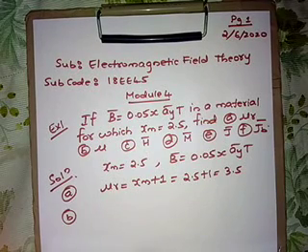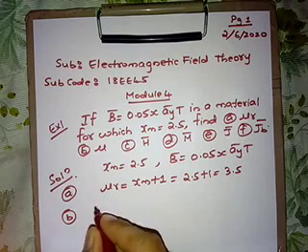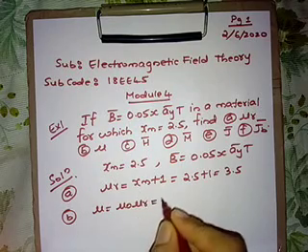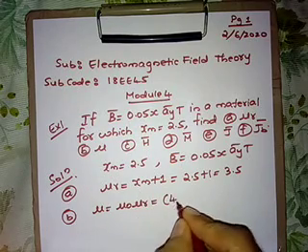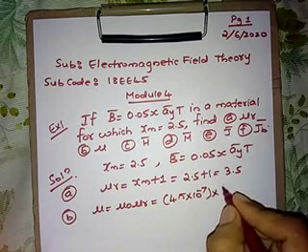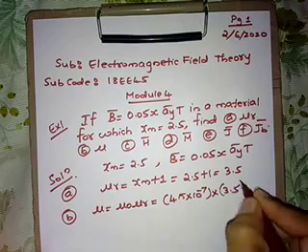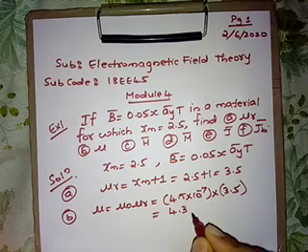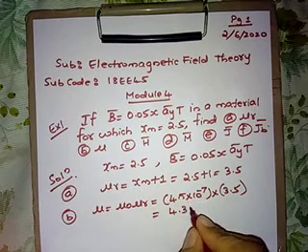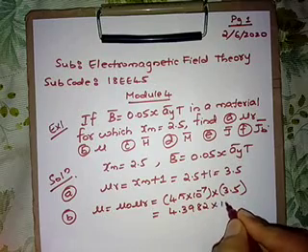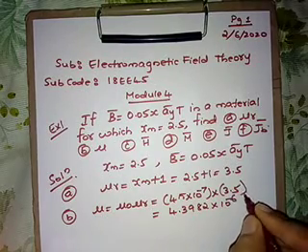Second part of the problem, they have asked mu. So we know that the permeability of the material is given by mu is equal to mu naught into mu_r. So this will be equal to 4 pi into 10 raised to minus 7, mu_r is, just now we have calculated, 3.5. This will be equal to 4.3982 into 10 to the power minus 6 Henry per meter.